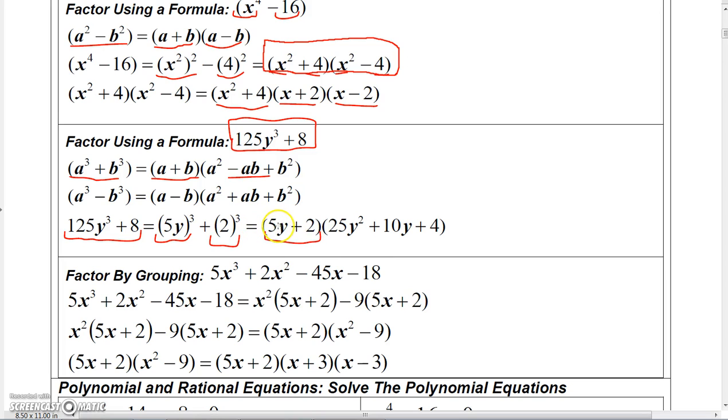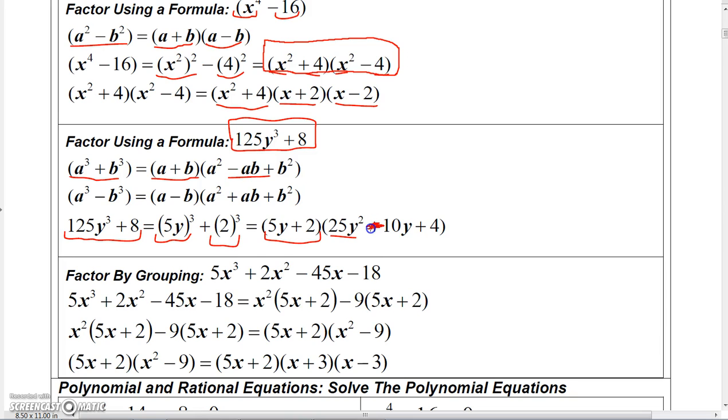Now if 5y is the a, what would a squared be? Wouldn't it be 5y quantity squared, which is 25y squared? And then what would ab be? Well, wouldn't it be 5y times 2, which is 10y? That's supposed to be a minus right there.